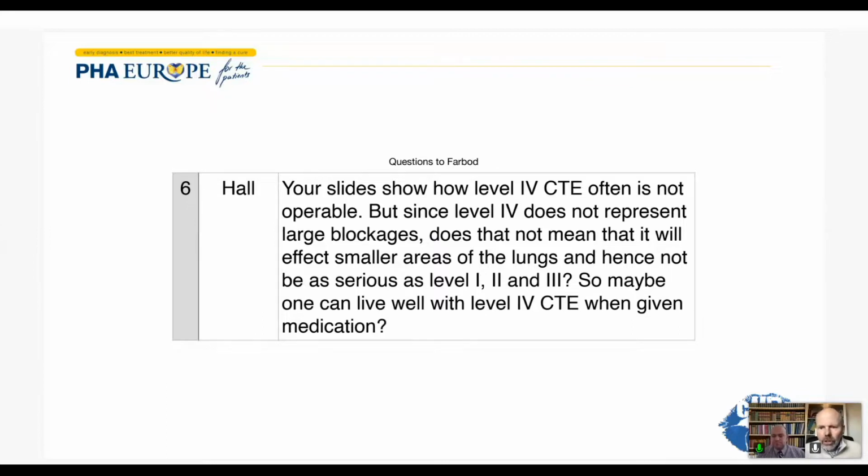Your slides show how level 4 CTE often is not operable, but since level 4 does not represent large blockages, does that not mean that it will affect smaller areas of the lungs and hence not be as serious as level 1, 2, 3? So maybe one can live well with level 4 CTE when given medication? Yeah, so there's two aspects. There's really like three parts to answering this question. It's a very complex question.